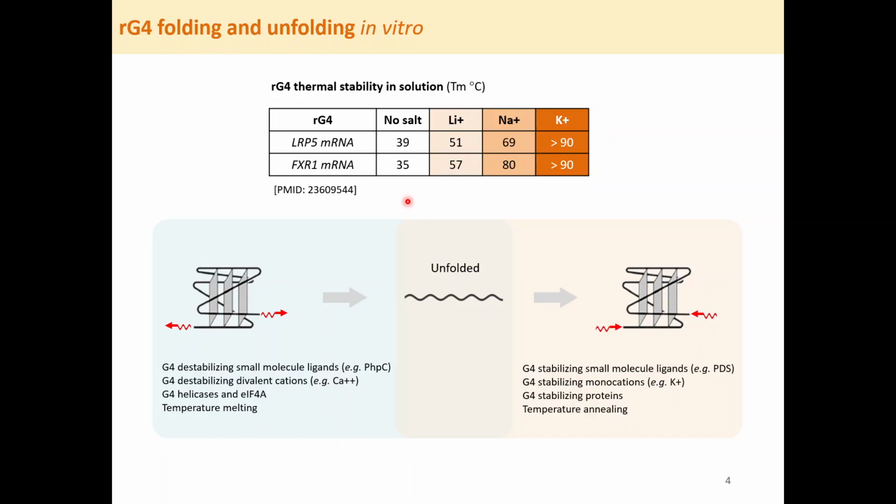In solution, rG4 structure is thermally very stable in the presence of potassium ion, with melting temperature higher than 90 degrees. rG4 can be destabilized by small molecular ligands, divalent cations, for example calcium ions, helicases and EIF4A, and lowered melting temperature. Conversely, rG4 can be refolded by monocations, for example potassium ions, stabilizing small molecule ligands, and RNA-binding proteins, RBPs.